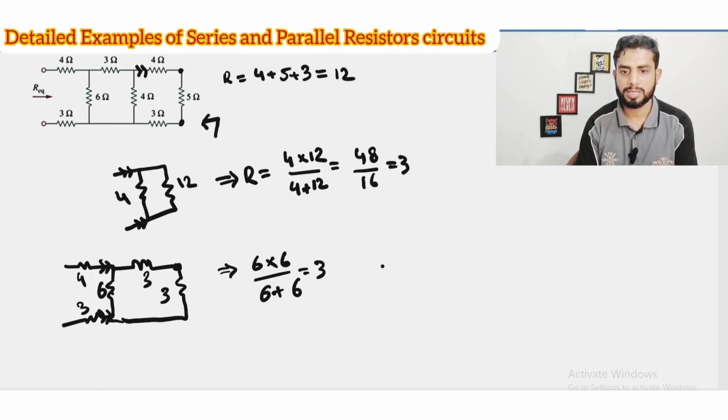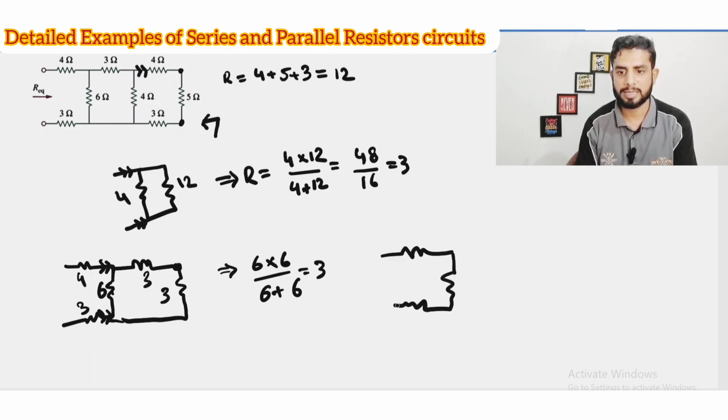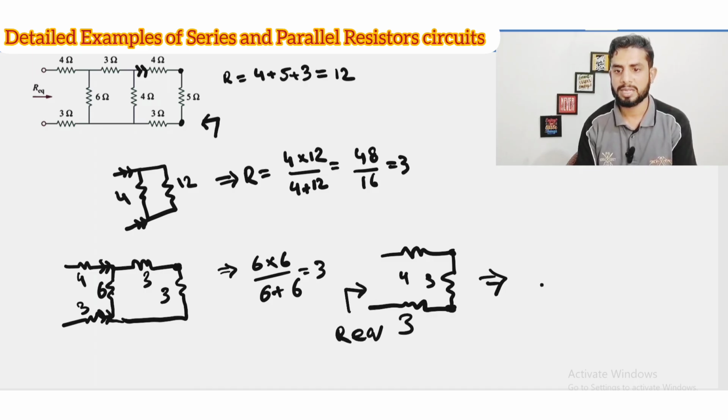So 4 ohm, 3 ohm and 3 ohm. 4, 3, 3 will become a series combination because 4 and 3 have one common terminal. This 3 and 3 have one common terminal. And this is your look back resistance, R equivalent. It will become R1 plus R2 plus R3. It means R equivalent will be 10 ohm. This is your final solution.